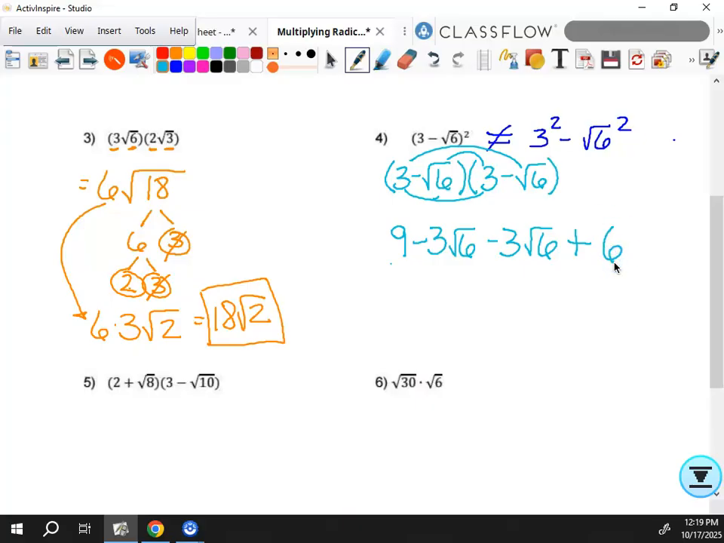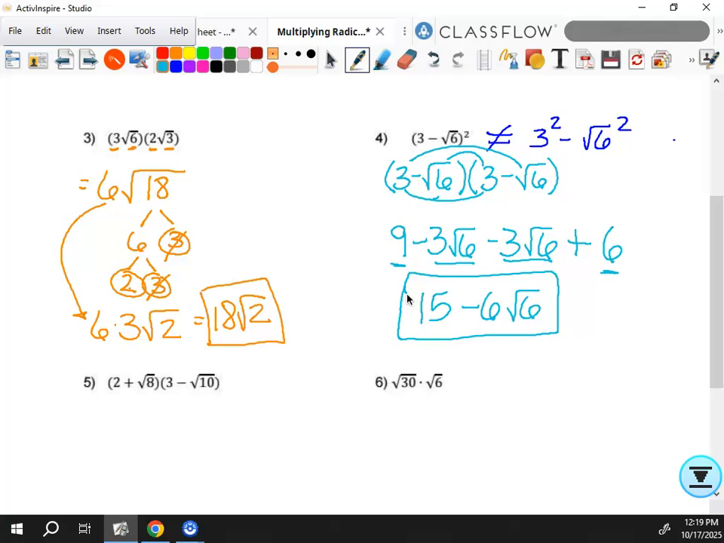Then I can combine everything that doesn't have a square root on it. That gives me 15. And then I have negative 3 square root of 6 minus 3 square root of 6. And that gives me negative 6 square root of 6. And I end up with 2 terms like we do sometimes. What questions do we have? Anything at all?